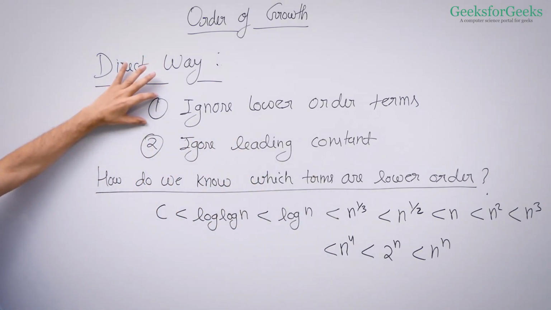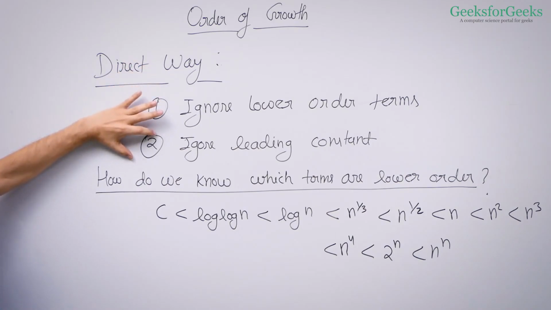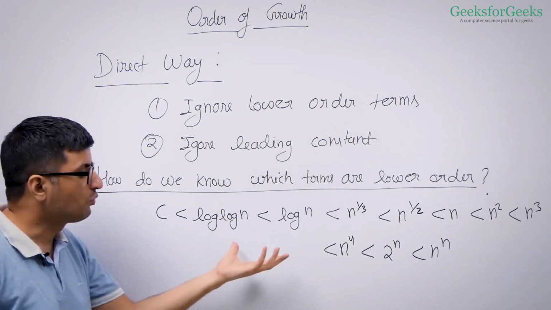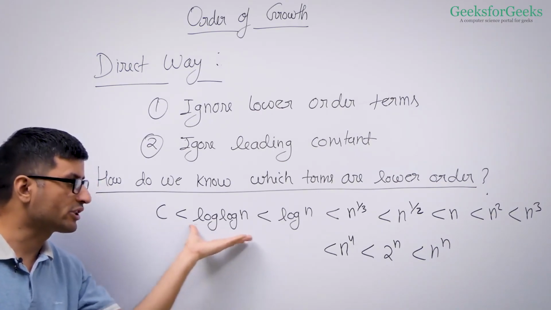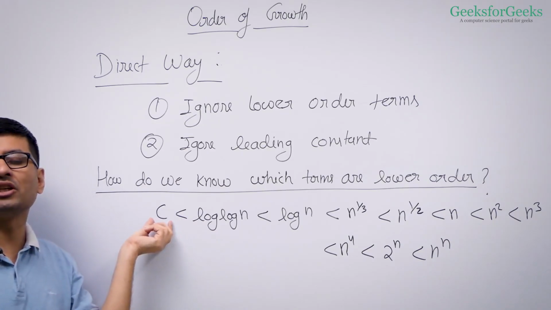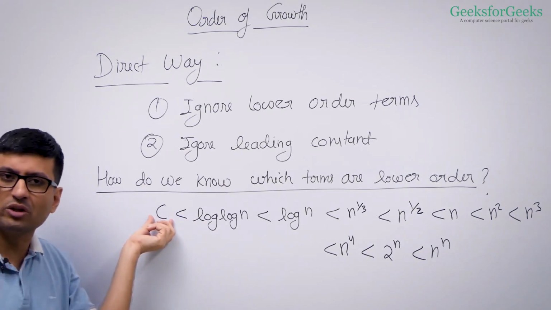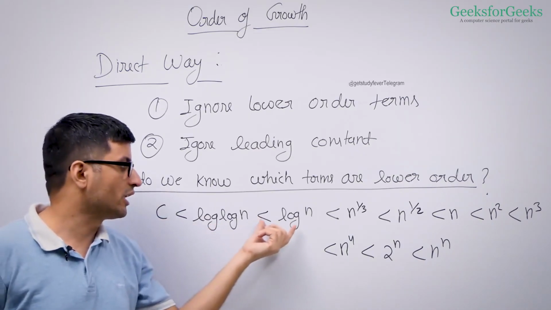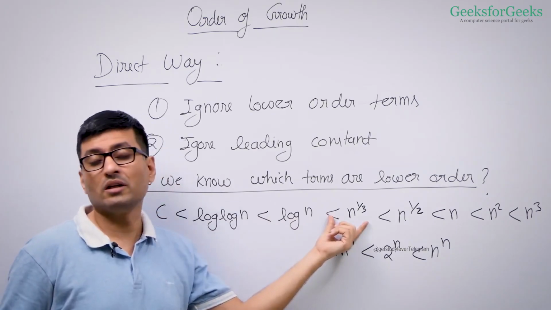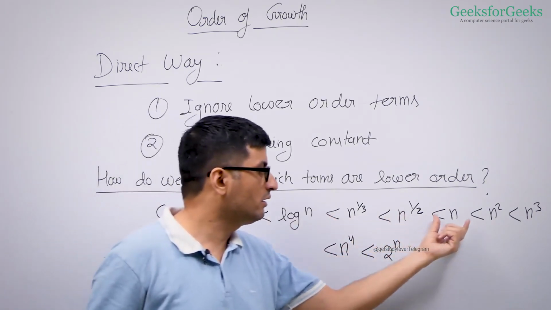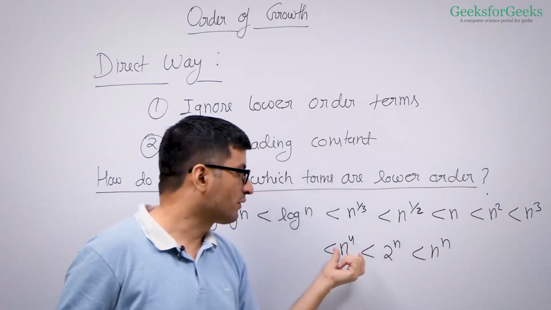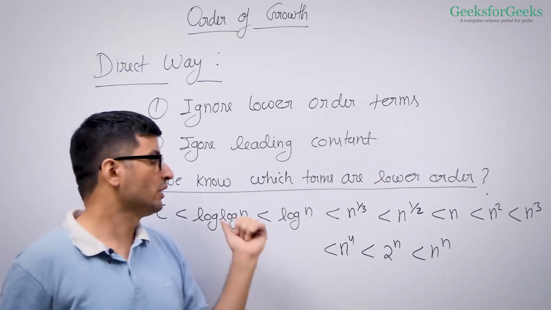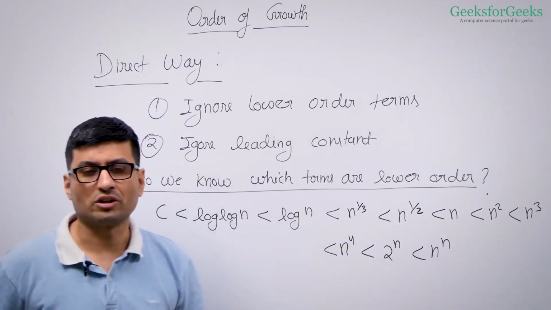Given a function, we ignore the lower order terms, we ignore the leading constants. Now, how do we decide which terms are lower order terms? We must remember that constant is the lowest growing thing. It never actually grows, it remains constant. Log n grows faster than constant, then n raised to the power 1 by 3, then n raised to the power half, then n square, n cube, n4, 2 raised to the power n, n raised to the power n. These are the commonly seen terms in algorithms.